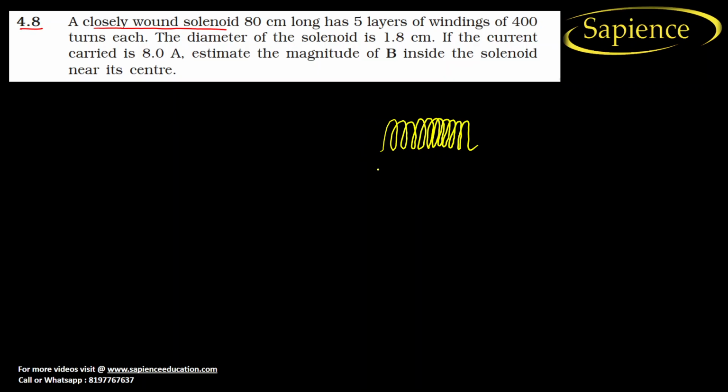So this is the closely wound solenoid having 80 centimeter length. So length is equal to 80 centimeter or 0.8 meter, right? It has 5 layers. 5 layers means there are several layers. So again it will wind like this, the second layer, again it will come to the third layer like this, the fourth layer like this, and the fifth layer. So the total number of layers they have provided is 5 layers, with a winding of 400 turns each.